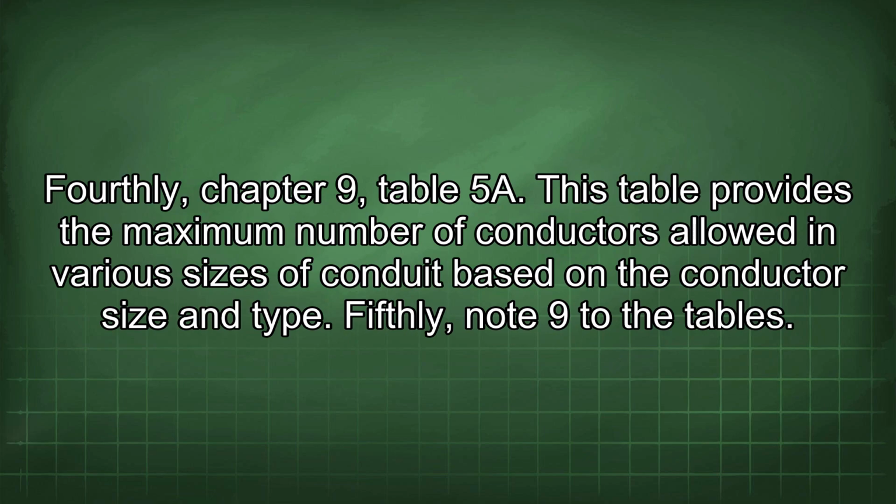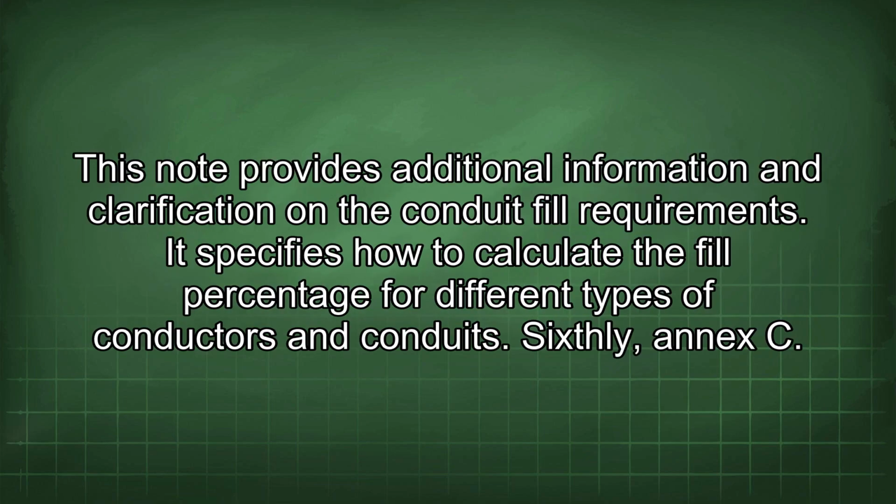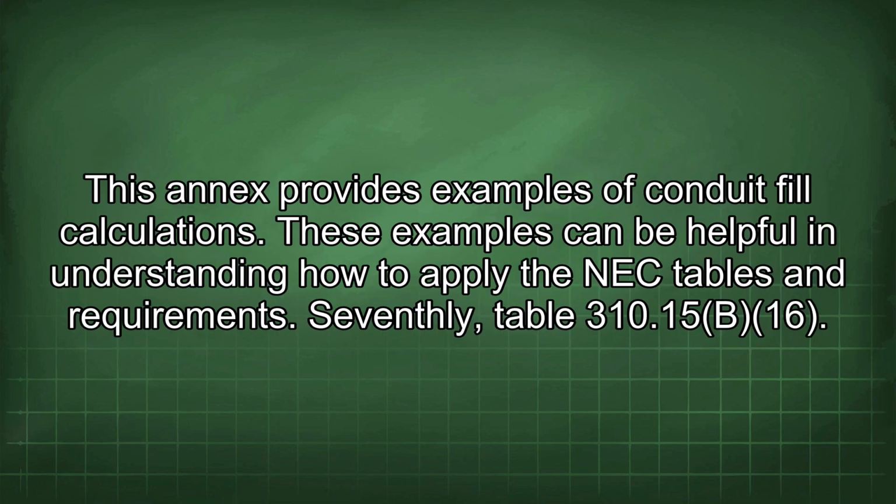Fourthly, Chapter 9, Table 5A. This table provides the maximum number of conductors allowed in various sizes of conduit based on the conductor size and type. Fifthly, Note 9 to the tables. This note provides additional information and clarification on the conduit fill requirements. It specifies how to calculate the fill percentage for different types of conductors and conduits. Sixthly, Annex C. This annex provides examples of conduit fill calculations. These examples can be helpful in understanding how to apply the NEC tables and requirements.